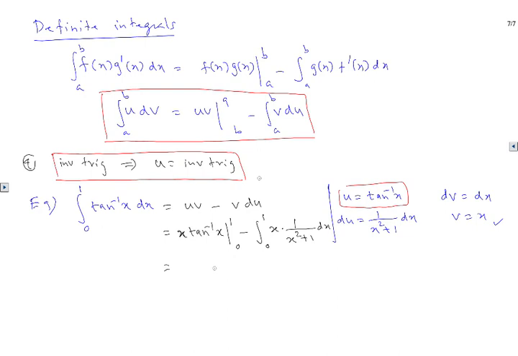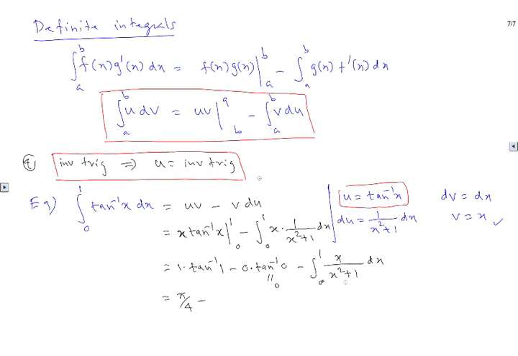First, let's plug in the values. If you plug in 1, you're going to get 1 times tan inverse 1, minus 0 times tan inverse 0, and then minus the integral from 0 to 1 of x over x squared plus 1 dx. How much is tan inverse 1? Tan inverse 1 is pi over 4. So this is pi over 4 minus, and tan inverse 0 is 0, so it's going to go away.